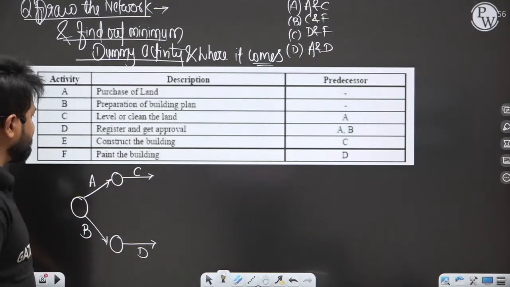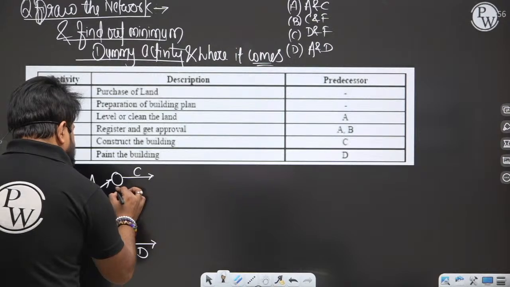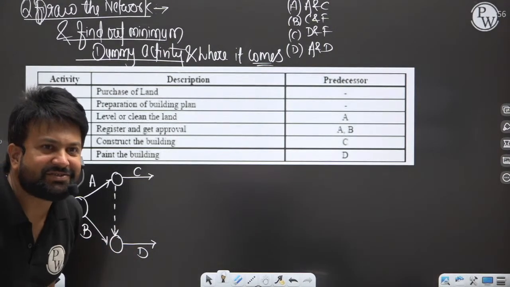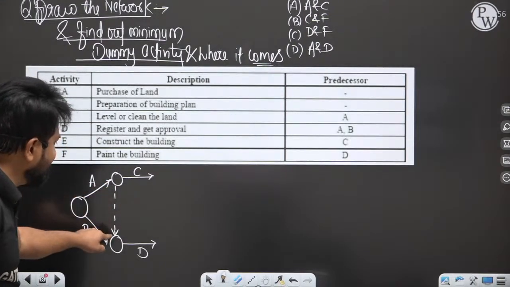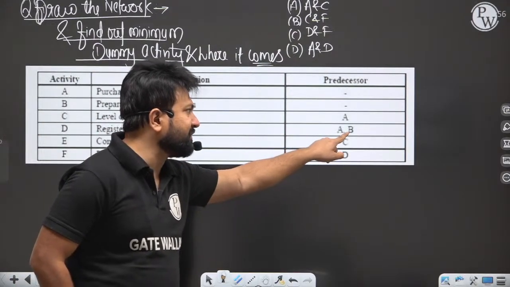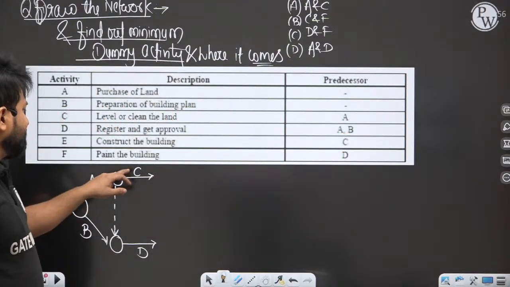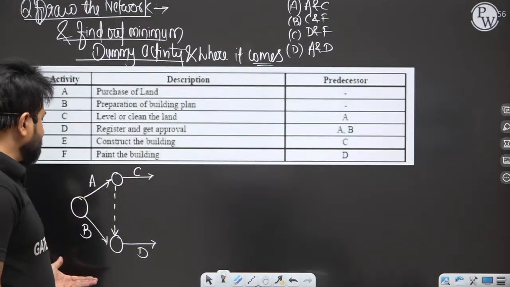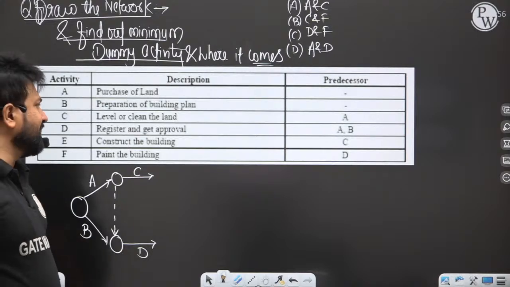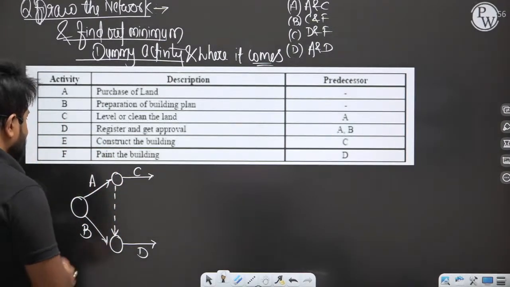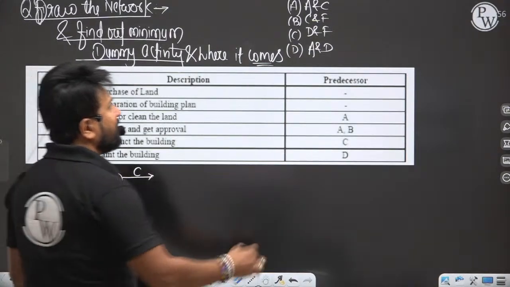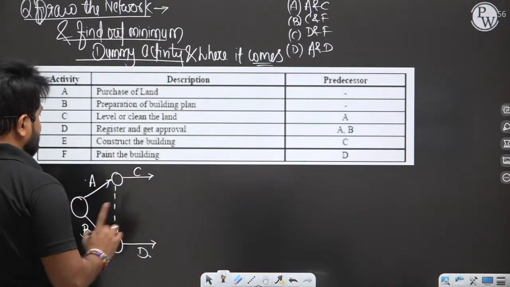My dear, but A is a preceder of C. So how is it possible? So you have to apply a dummy activity. Yes or no? This is the dummy activity. For this condition, D has a predecessor of A and B, but A is already a predecessor of C. Then how is it possible? It is only possible if you set a dummy activity. Yes. So one dummy activity between A and D. See here, between A and D. Right now one dummy activity is there.